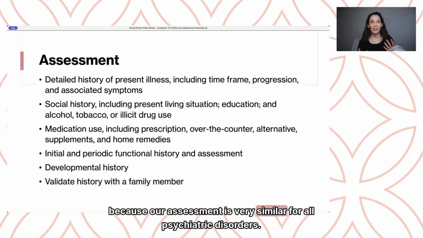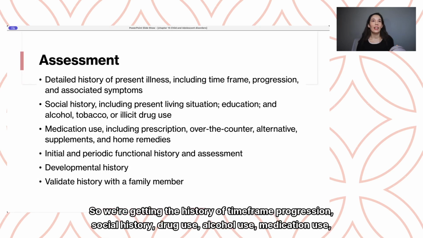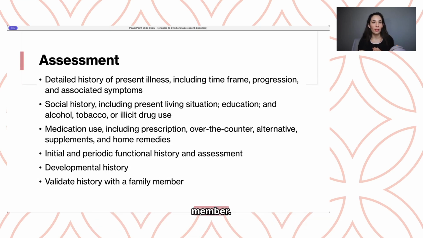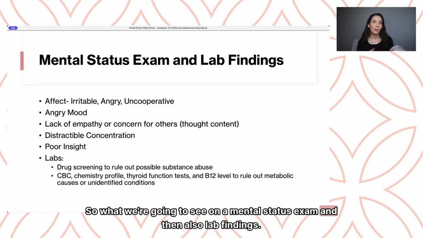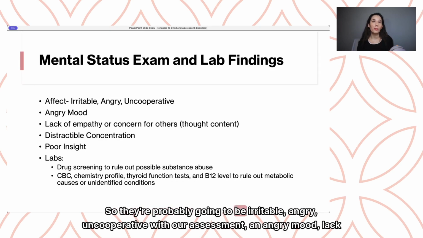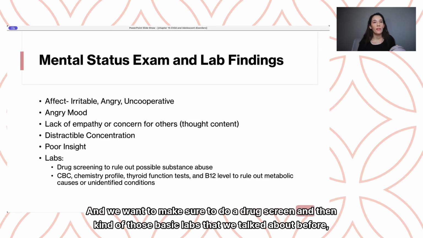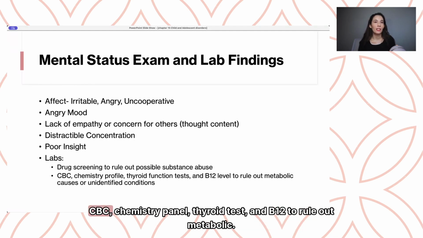So again, when we look at our assessment, it is very similar to what we talked about in previous discussions, because our assessment is very similar for all psychiatric disorders. So we're getting the history, time frame, progression, social history, drug use, alcohol use, medication use, initial and periodic functional history and assessment, developmental history, and again, validating with a family member. So what we're going to see on a mental status exam and then also lab findings. They're probably going to be irritable, angry, uncooperative with our assessment, with an angry mood, lack of empathy or concern for others, distractible, poor insight. And we want to make sure to do a drug screen and then those basic labs that we talked about before: CBC, chemistry panel, thyroid test, and B12 to rule out metabolic causes.